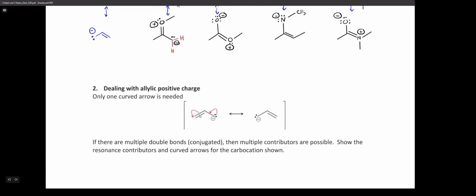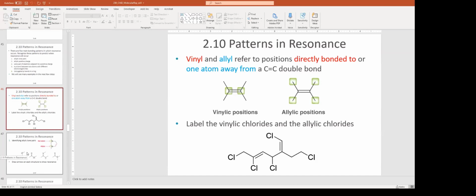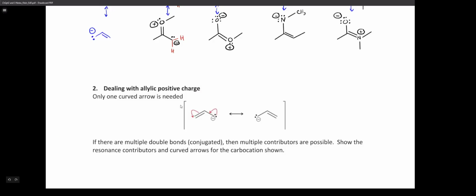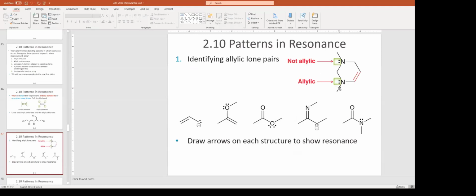So dealing with the allylic negative charges here, only 1 curve is needed. I also did not make a note of this, but let me just be very clear about this. When we're talking about allylic lone pairs, that means they are adjacent to a double bonded carbon.